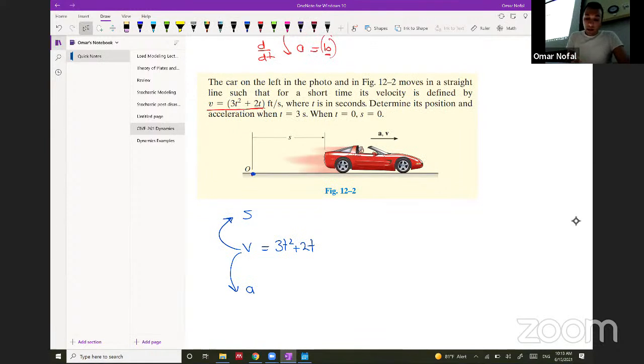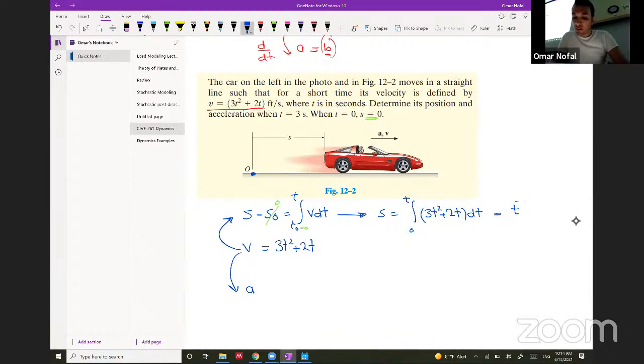So s minus s node is equal to the integral from t node up to t of v dt. We know that s node is equal to 0 because the time t node is equal to 0. So s will be equal to the integral from 0 up to t of 3t squared plus 2t dt. And if you integrate this relationship, it will give you t cubed plus t squared.